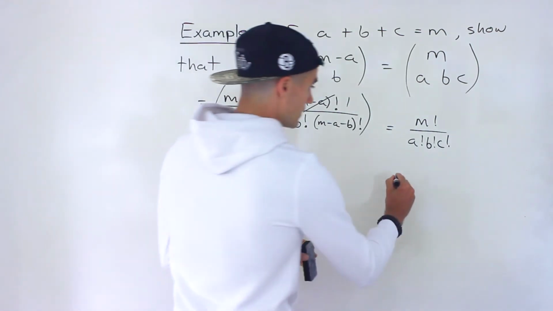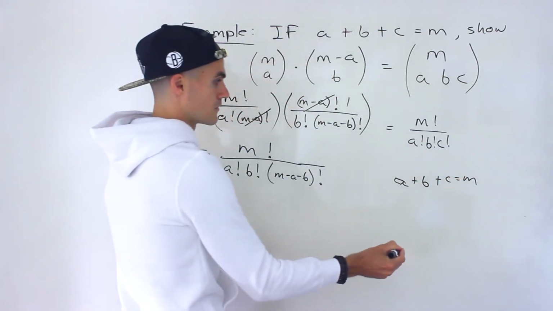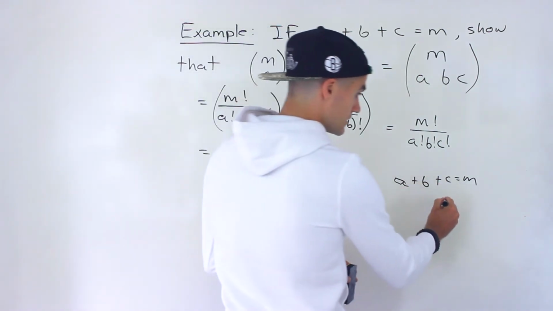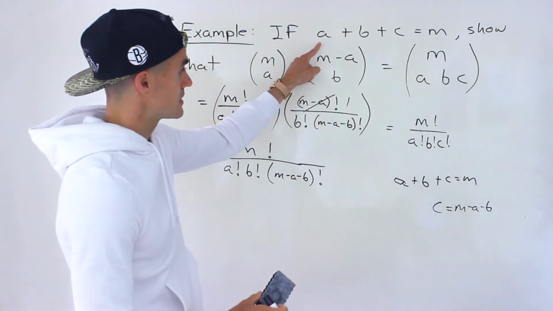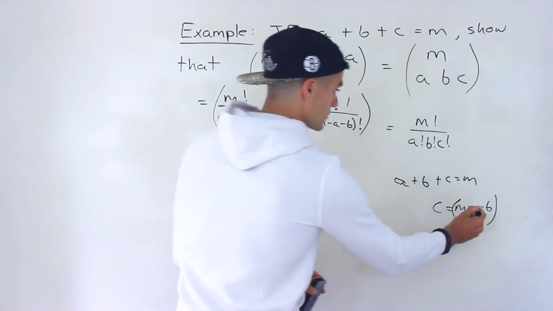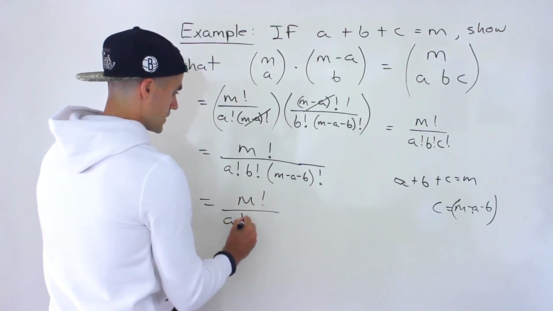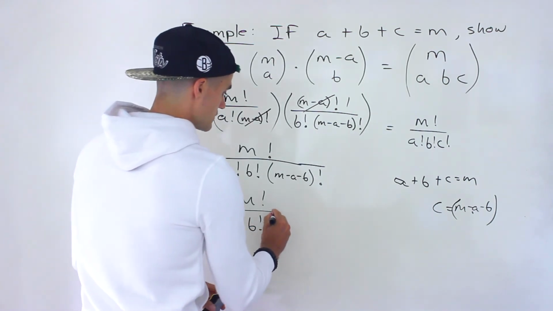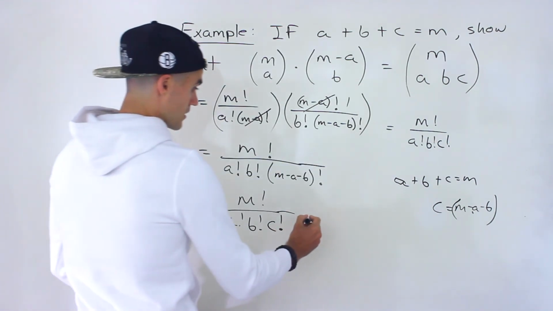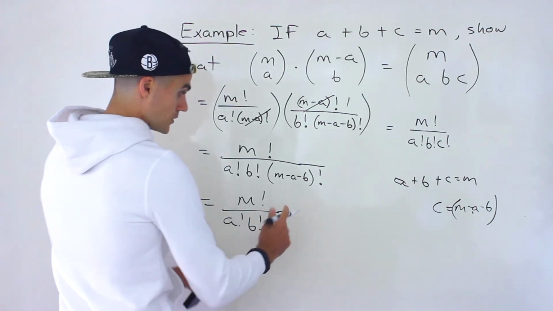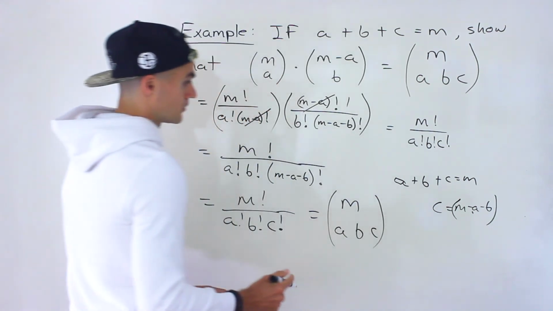But we're told that a plus b plus c is equal to m. What happens when we isolate for that c, bring everything over, we'll have m minus a minus b. So since we're told this, it means c is equal to this, so we could take that and just plug it in here. And so we end up having c factorial there, and then this is in that multinomial coefficient formula format.